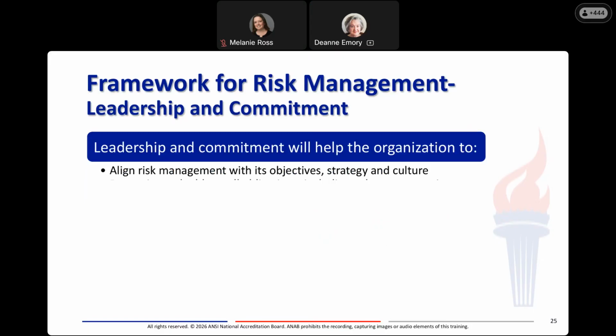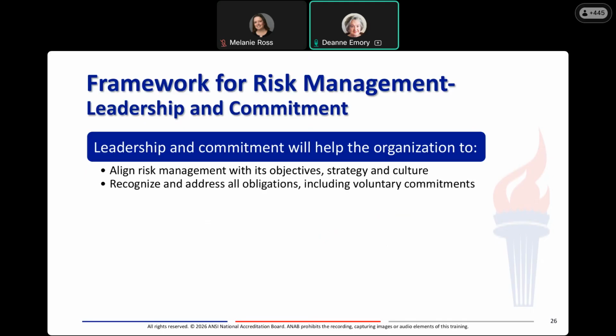Leadership and commitment will help the organization to achieve these goals. So let's look at some of the benefits of this framework. It will align risk management with its objectives, strategy, and culture. It will recognize and address all obligations as well as its voluntary commitments. So think about where your organization has voluntary commitments.